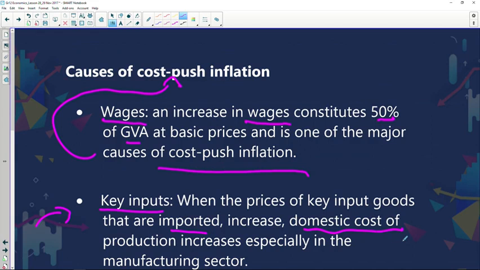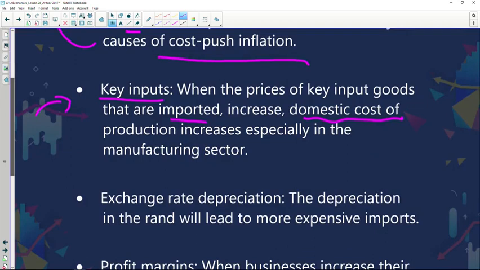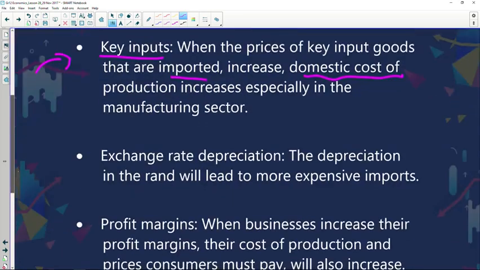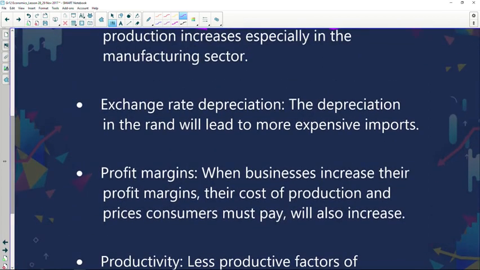We know that the ideal situation for us is for us to export goods and services to other countries, but when we bring in goods and services from other countries into our country, we do incur the exchange rate costs that are associated with imports as well. Also, the exchange rate depreciation, I've just mentioned that with imports and exports, we deal with the exchange rate. So when there is a depreciation in the exchange rate, the depreciation in the rand will lead to more expensive imports.